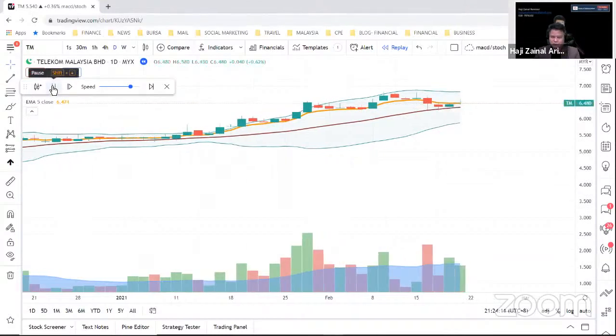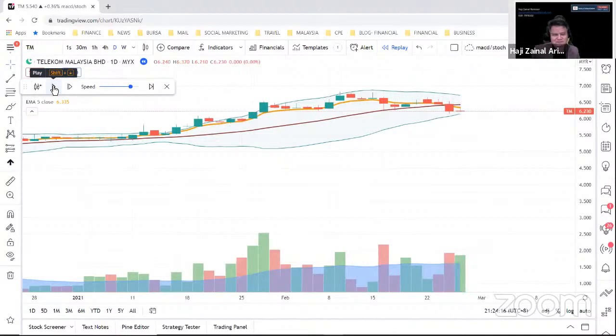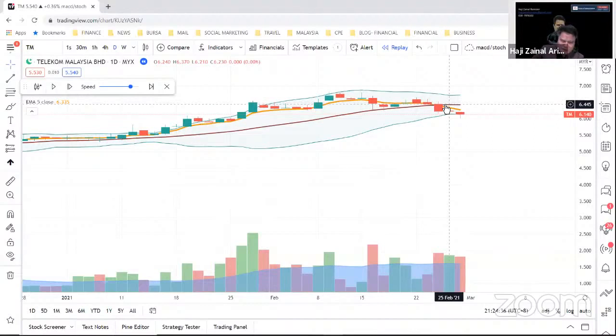Okay. Now you can see that the 5 days moving average crosses the 20 days moving average. That is a selling signal. That is a selling signal. So that is how we use this Bollinger Band together with the 5 days and the 20 days moving average.